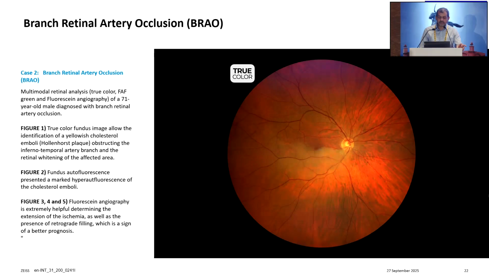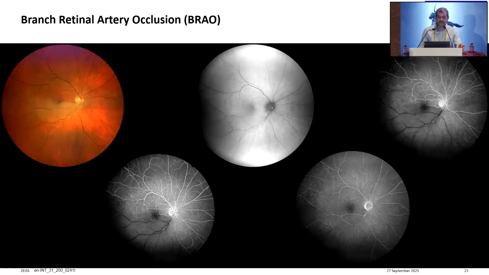So this is a case of branch retinal artery occlusion. See this pallor, easily seen to what extent it is going in the periphery. And these are the fundus fluorescein angiography images.